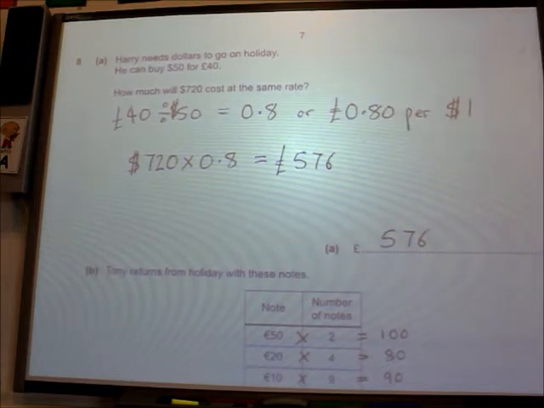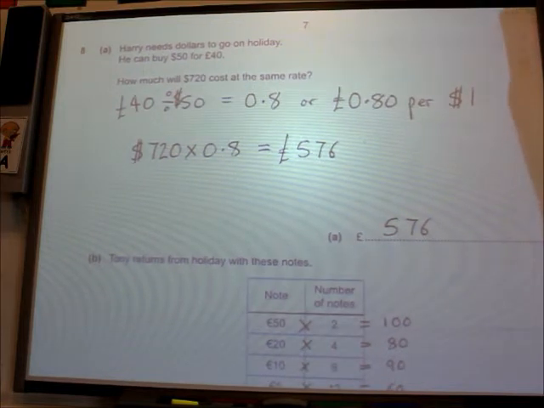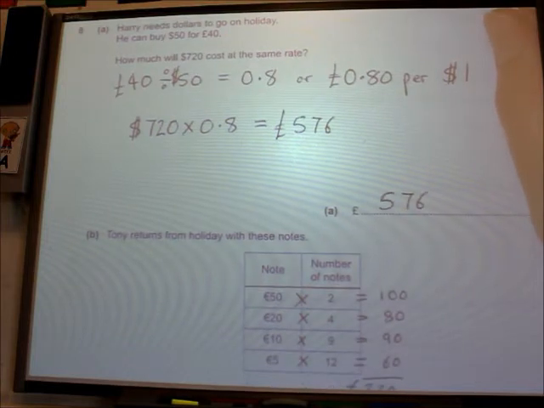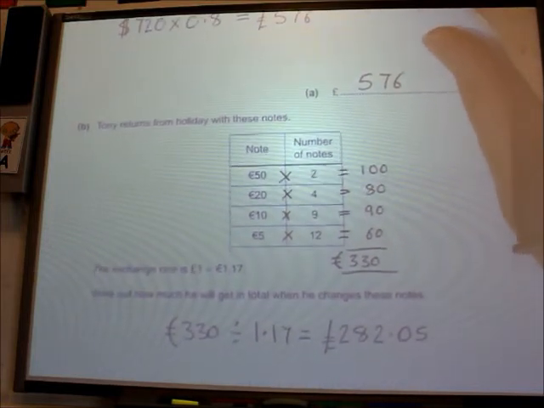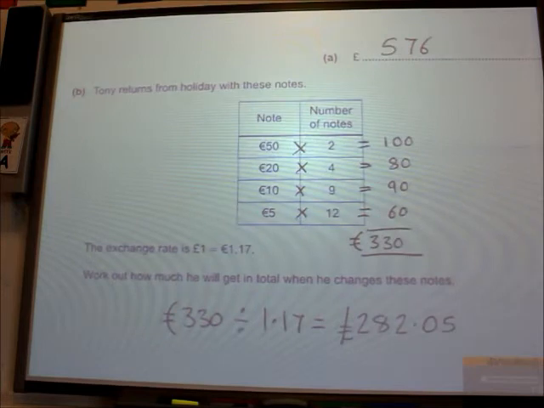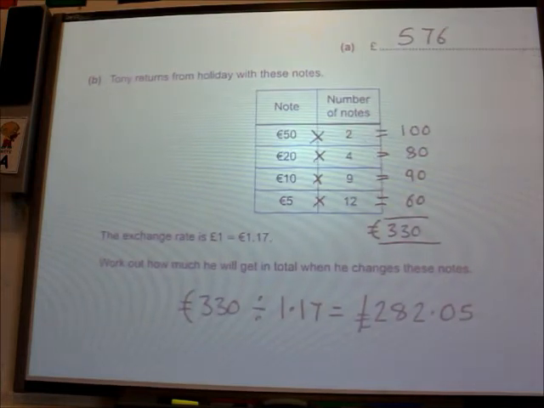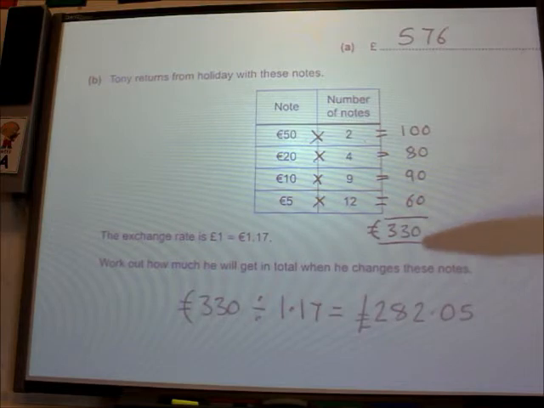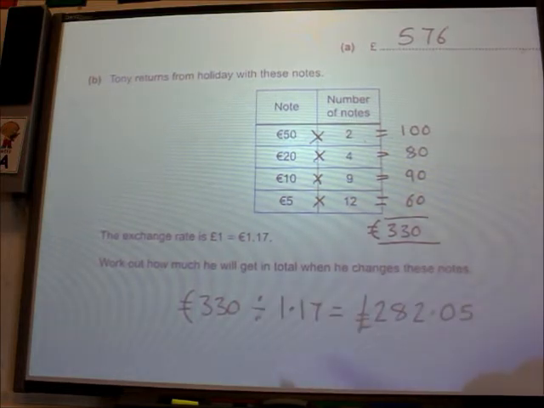Next one. Tony returns from holiday with these notes. He's been to Europe because they're in euros. Zoom in so we can have a closer look. So what I've done, look, I've just worked how much money he's got. I think I even did that before I read the question because I thought that's what they're going to ask. So I hope you can see what I've done. Obviously, if he's got two 50-euro notes, it'd be 100 euros. Added them up, 330 euros. Work out how much he will get back in total when he changes these notes.